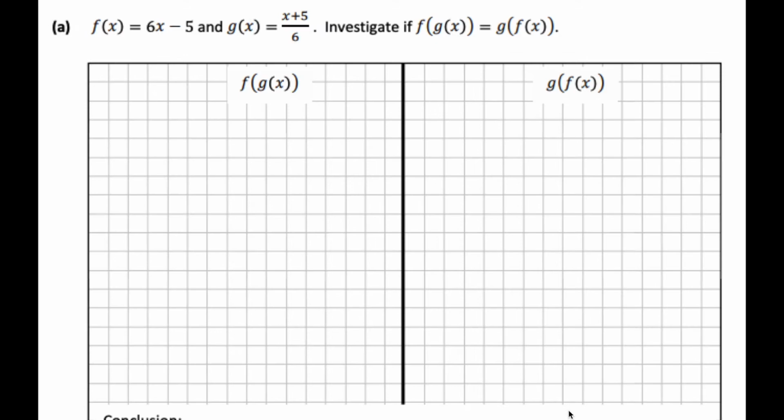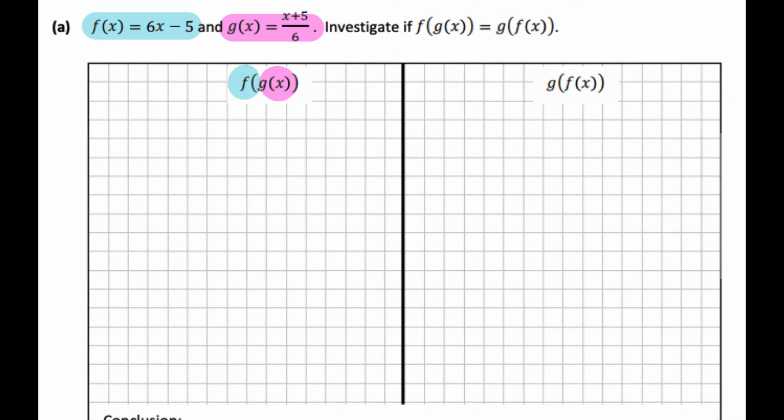Here we have the 2020 exam paper, and it's asking us about composite functions. So they're saying to investigate if g of x into f is the same as f of x into g. So what we're going to do, I like to use colours, so I'm going to colour f of x in blue, and I'm going to colour g of x in pink, and I'm going to be subbing g of x into f of x. So into f of x, every time that I see x, I'm going to replace it with what g of x is.